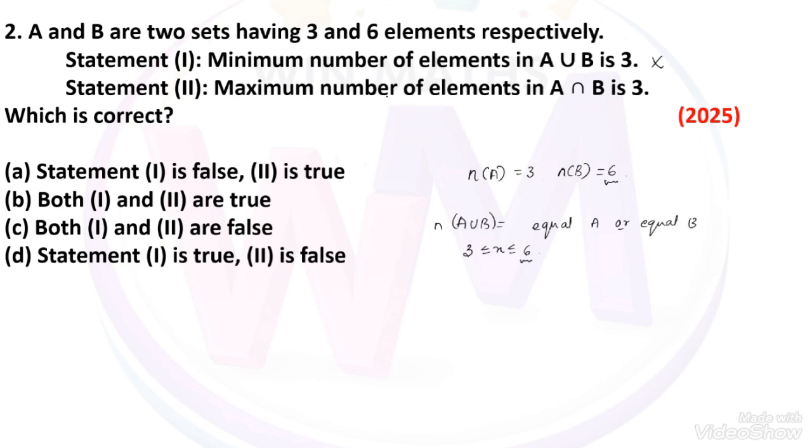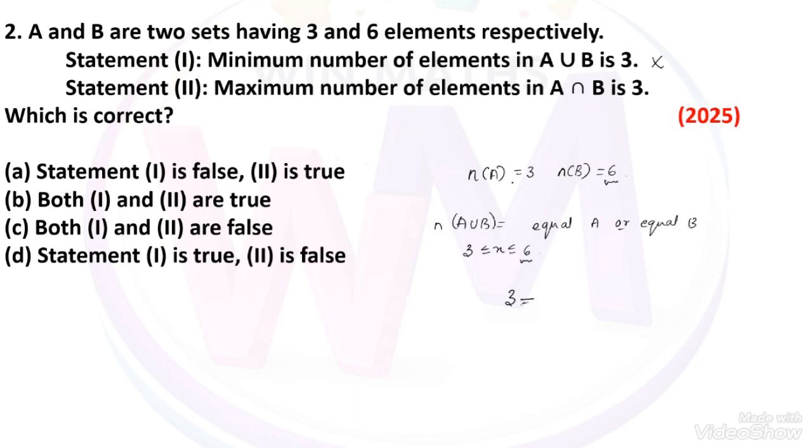The maximum number of elements in A intersection B. In between these two sets, A intersection B is 3. So how many elements will there be at maximum? There are 6 elements. The maximum number of elements in A intersection B is 3. Correct, this one is correct.